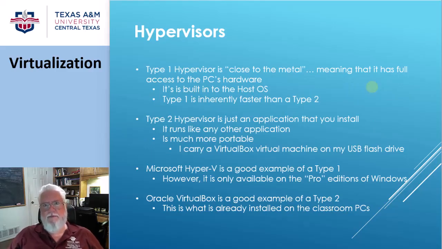A Type 1 is close to the metal, which means it can talk directly to the devices. That's cool. Which means it's really, really fast. A Type 2 is just an application like anything else. You just launch it like you want to launch Word. You click on Word. Well, here, if you want to launch, for example, VirtualBox, you just click on the icon. It's just an application like any other. It doesn't even require administrator rights once you've got it installed.